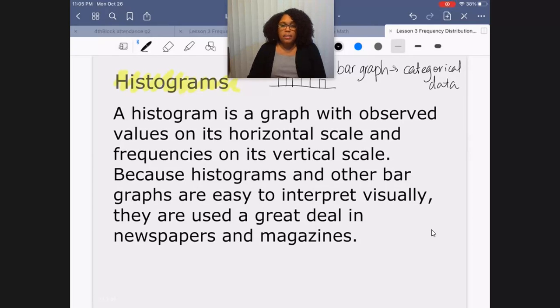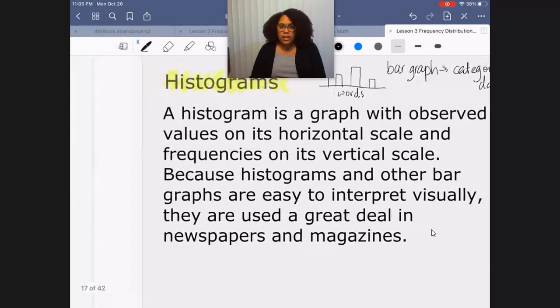A histogram now is your bar graph, but for numerical data. Instead of having words down here to represent the categories on your x-axis, can you see that? There you go.